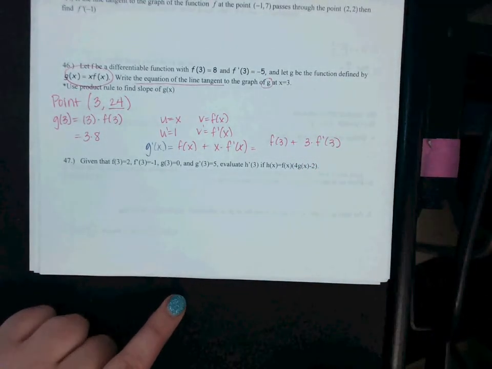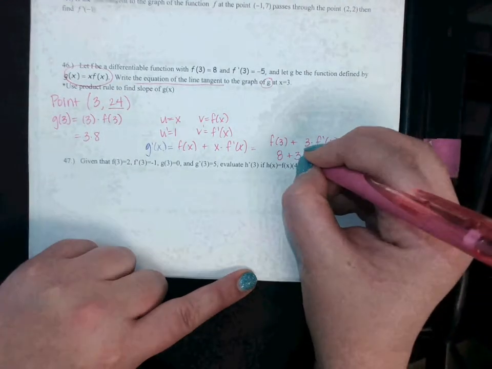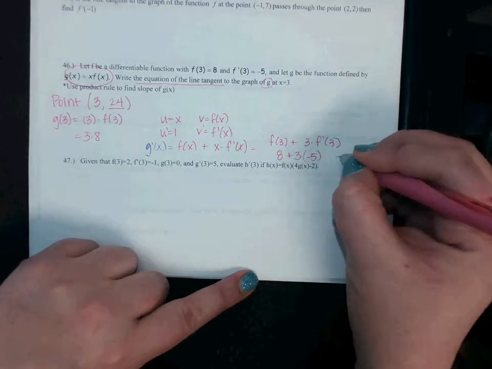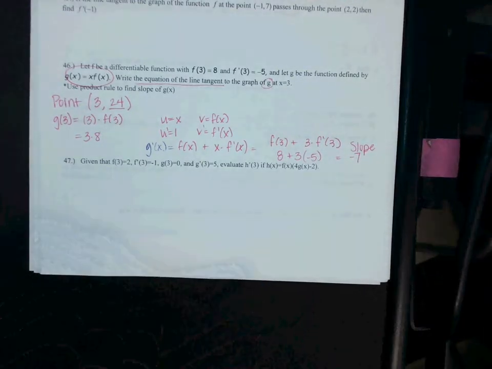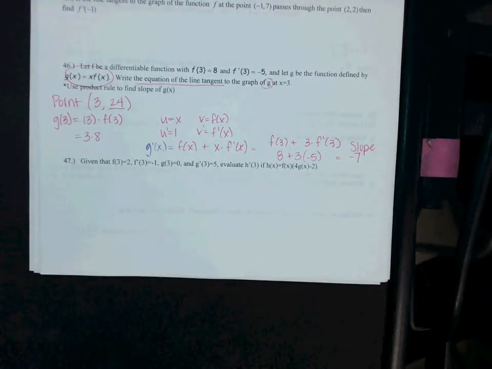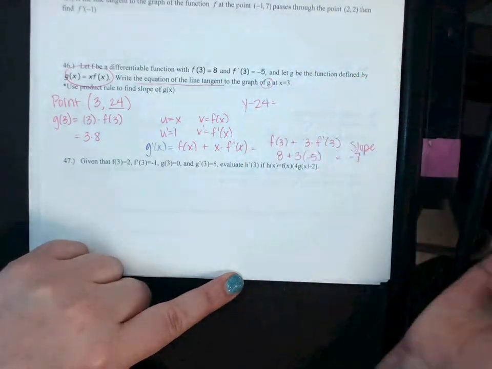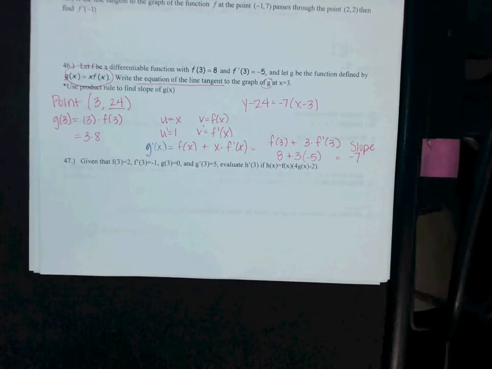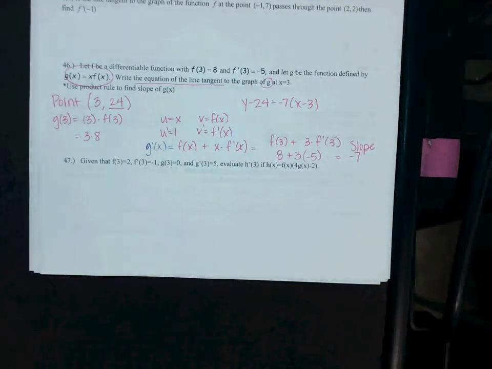And then that's where you just look back at what they already gave you. What is f of 3? 8 plus 3 times what's f prime? So that's negative 15 added to 8. What do we get? That's my slope. And then from there, you'd write your equation of your tangent line. Okay? So y minus 24, negative 7, x minus 3. Negative 5 is, they gave it to you right here. So if they hadn't given you that, you couldn't have done the problem.